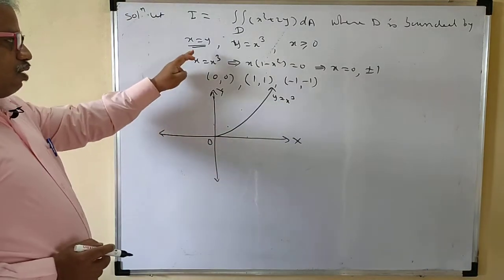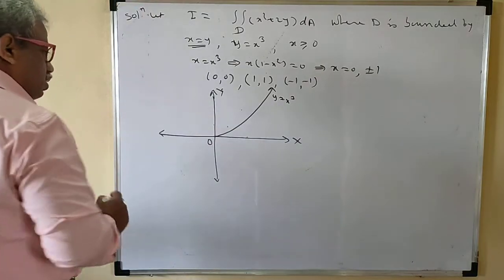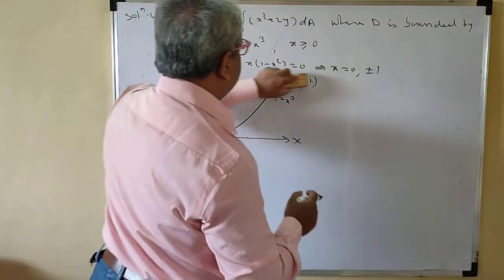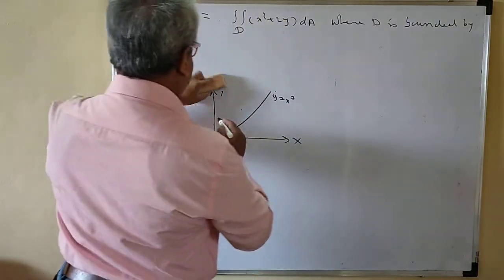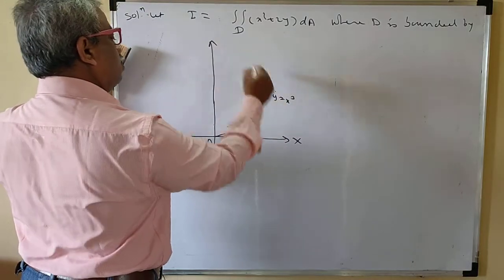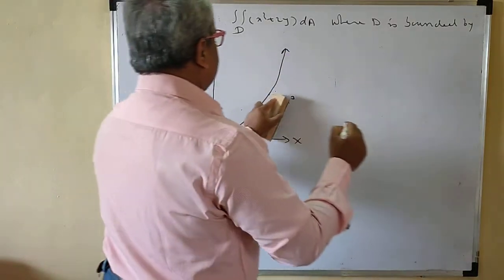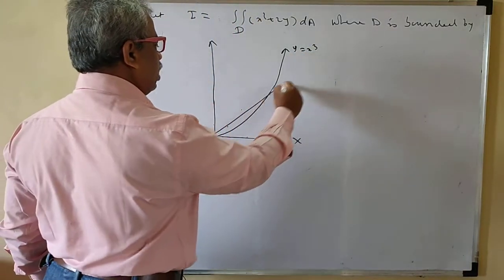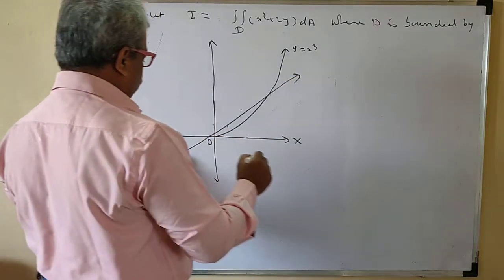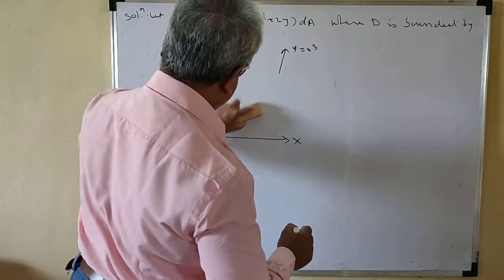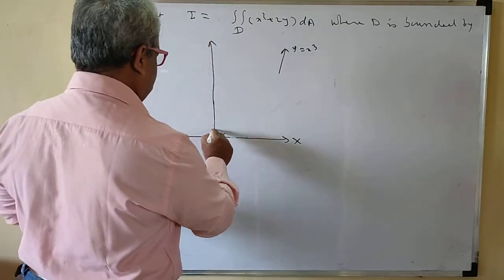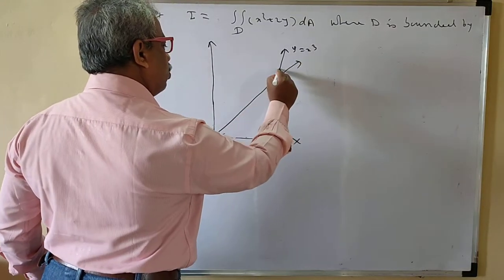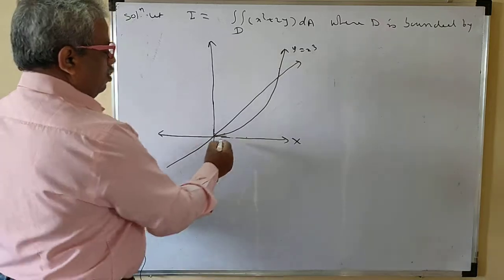This is y is equal to x cube. Now we have to draw the line. I will extend this. So this is y is equal to x cube. I will draw the line y is equal to x now. This line is y is equal to x, and it should pass through the origin, like this.